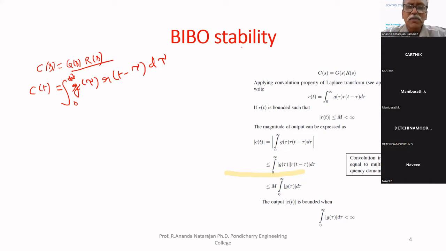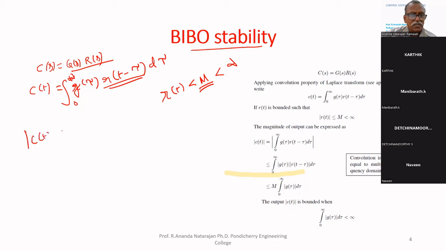What is BIBO stability? Bounded input. R of t minus tau is bounded, that is, modulus of R of t is less than M, less than infinity. M is a measurable quantity, so R of t is measurable, a bounded input. Therefore, modulus of C of t equals modulus of integral from 0 to infinity of G of tau R of t minus tau d tau.